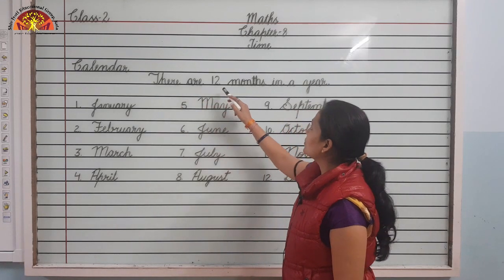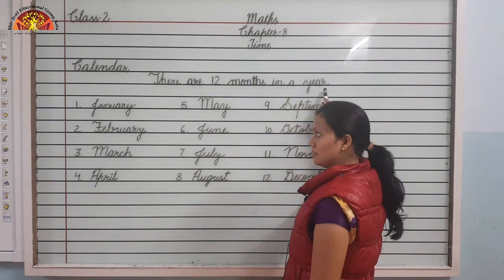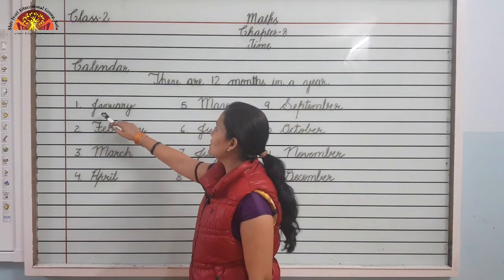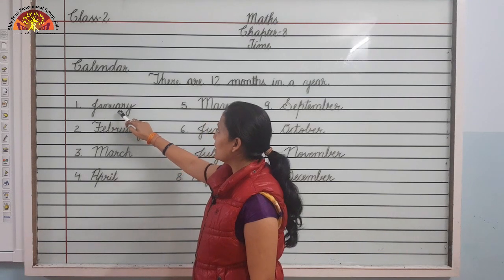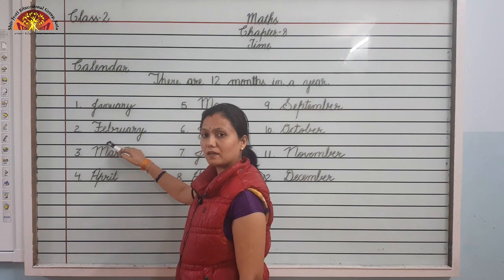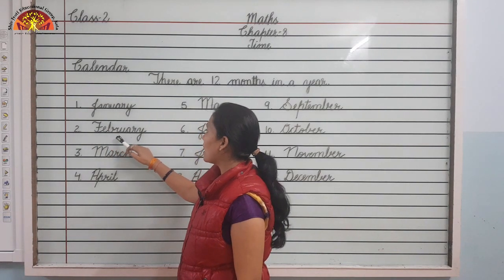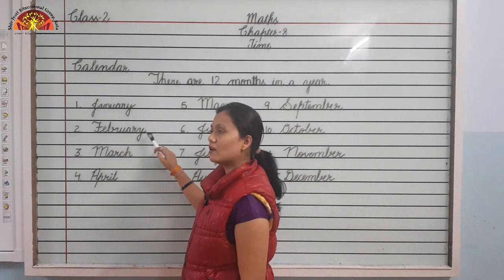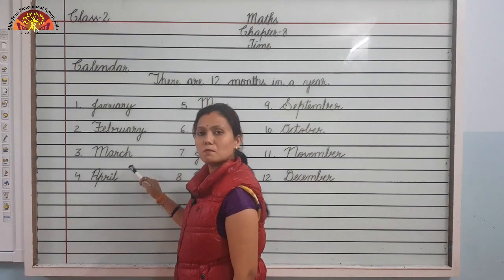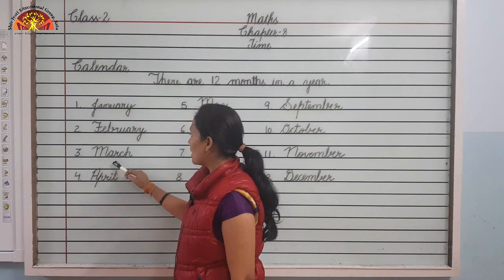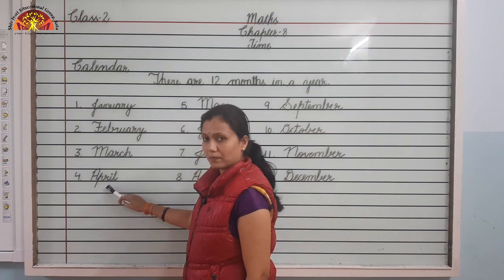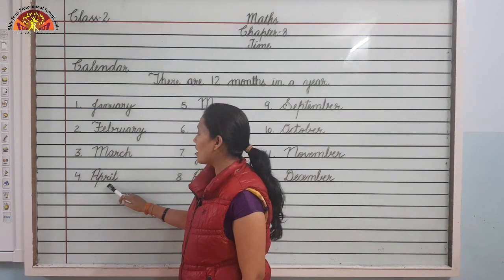There are 12 months in a year. The first month is January. The second month is February. Now which month will come after February? After February is March. Fourth is April.